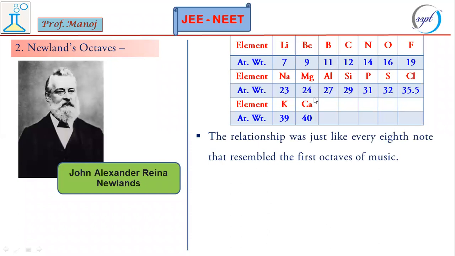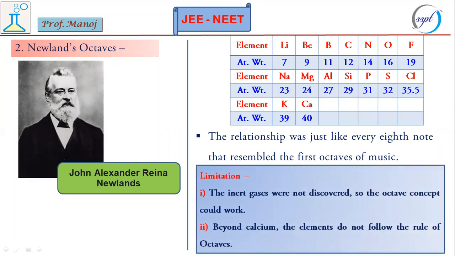The relationship what he found out was something like musical notes. That's why he called it octaves. In limitation, you can observe that after fluorine, neon, or after chlorine, argon is not there.